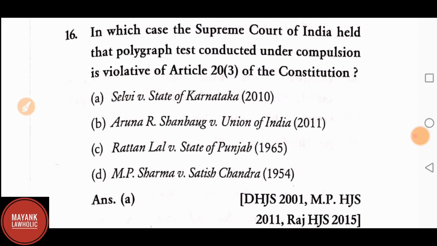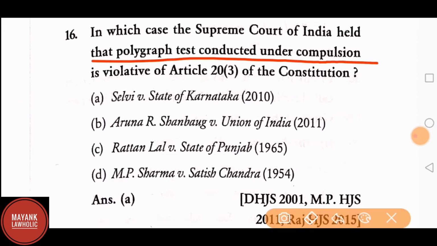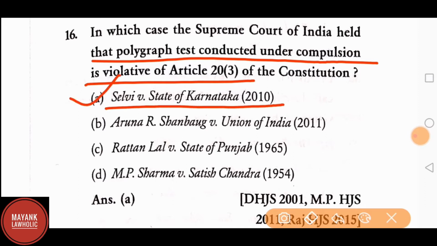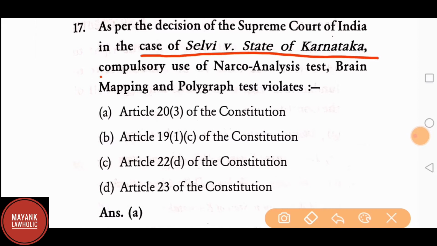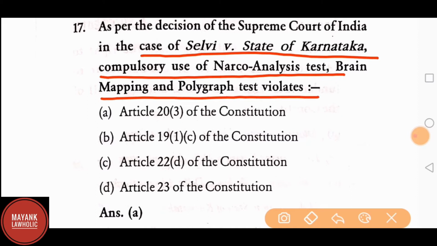Question number 16. In which case did the Supreme Court of India hold that a polygraph test conducted under compulsion is violative of Article 20 Clause 3 of the Constitution? In A. Selvi versus State of Karnataka, 2010. Question number 17. As per the decision of the Supreme Court of India in the case of Selvi versus State of Karnataka, compulsory use of narco-analysis test, brain mapping and polygraph test violates option A. Article 20 Clause 3 of the Constitution.